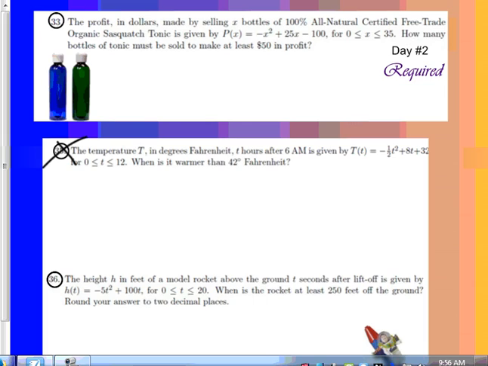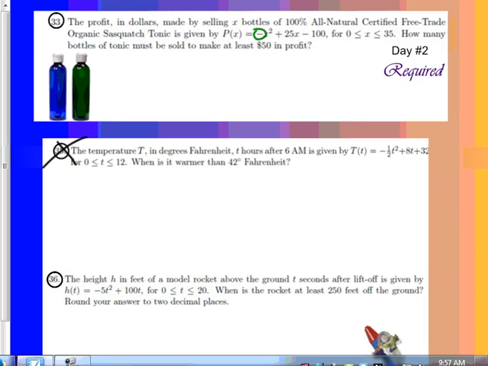So, number 33. The profit in dollars made by selling X bottles of 100% all-natural certified free trade organic Sasquatch tonic, holy cow, long name, is given by P of X equals blah, blah, blah. Apparently, X is limited to between 0 and 35. That seems important. All right. If you actually sketch this thing, remember that it's a negative in front, and therefore this is an upside down parabola.